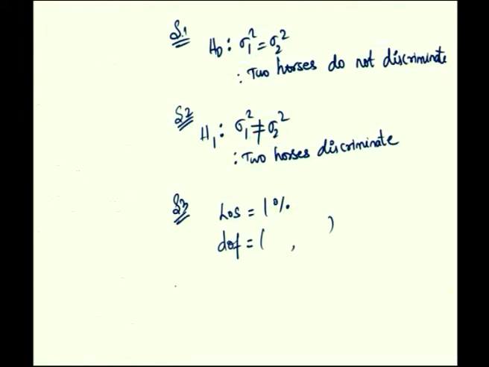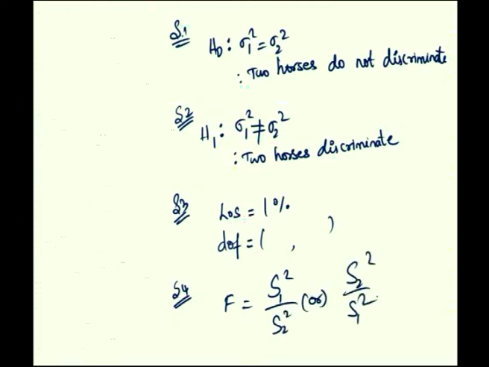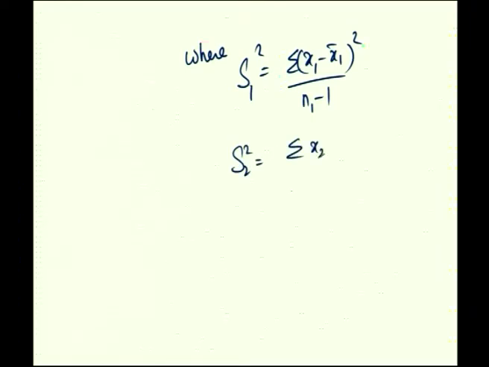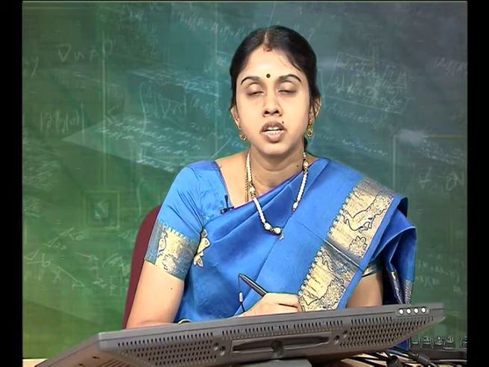And then step 4 is the calculation part, where we have to calculate F as S1 square by S2 square or S2 square by S1 square, where S1 square is equal to summation x1 minus x1 bar whole square by n1 minus 1, and S2 square is equal to summation x2 minus x2 bar whole square by n2 minus 1. We have to calculate these summation values and substitute in S1 square and S2 square and see whichever is greater, and accordingly calculate the F value.